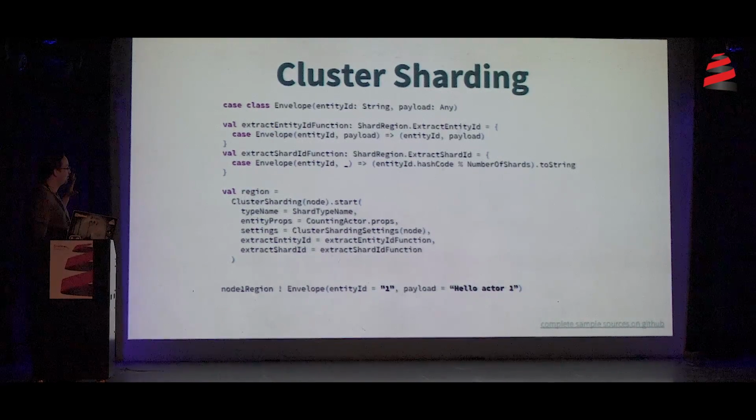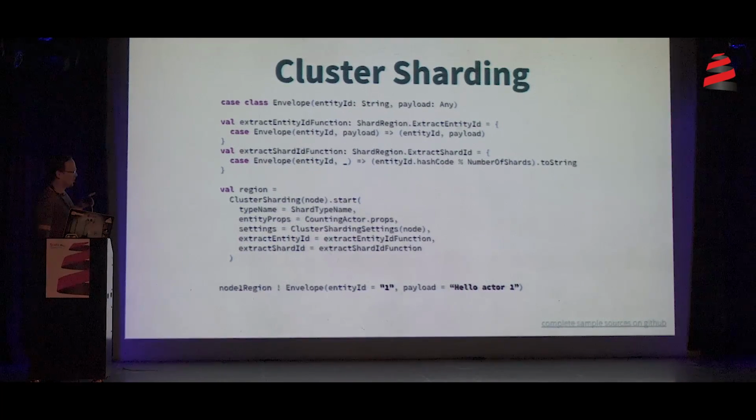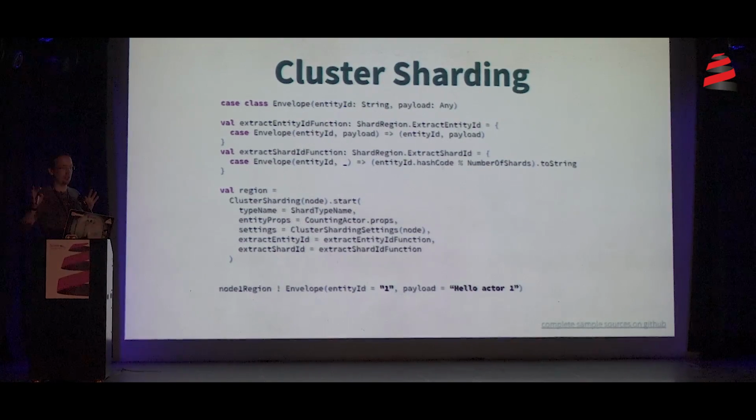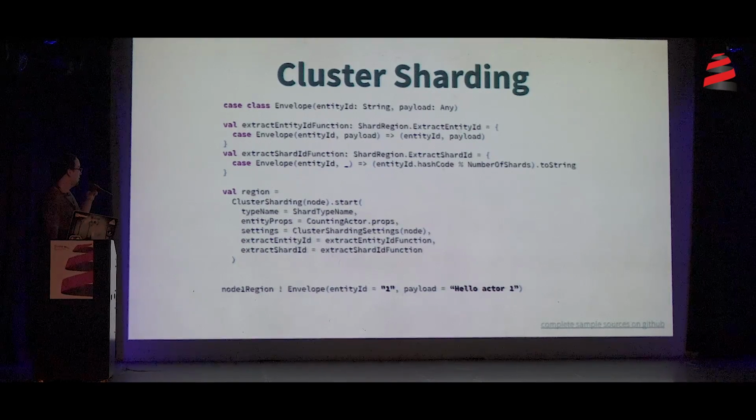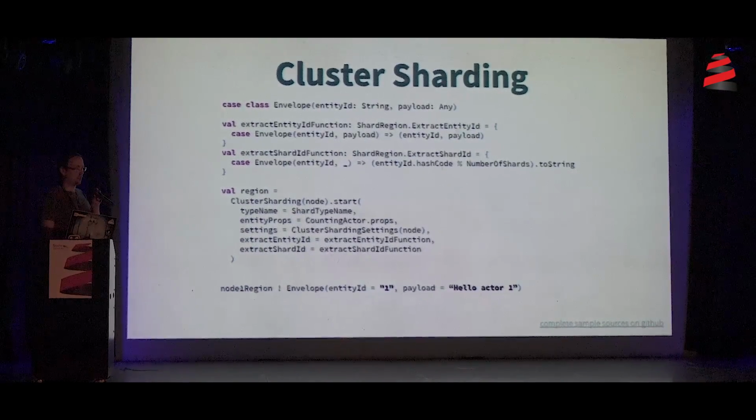You, as a developer, are responsible to provide a function that can take messages and extract the entity ID in the payload. That's the extract entity ID function here. You're also responsible to define a function that can extract a shard ID. This is something that allows you to spread your actors out across the cluster. Then you start a shard region on each node, like this, and you interact through it with your regular messages that you have defined extractors for.